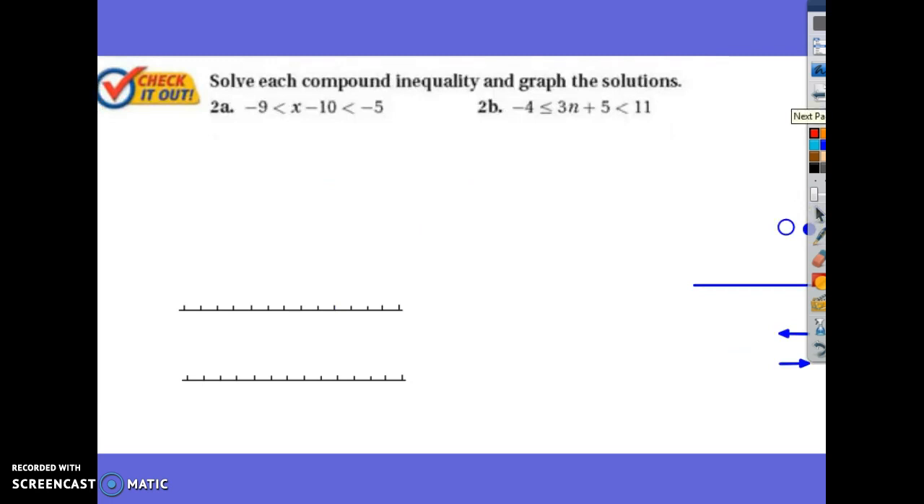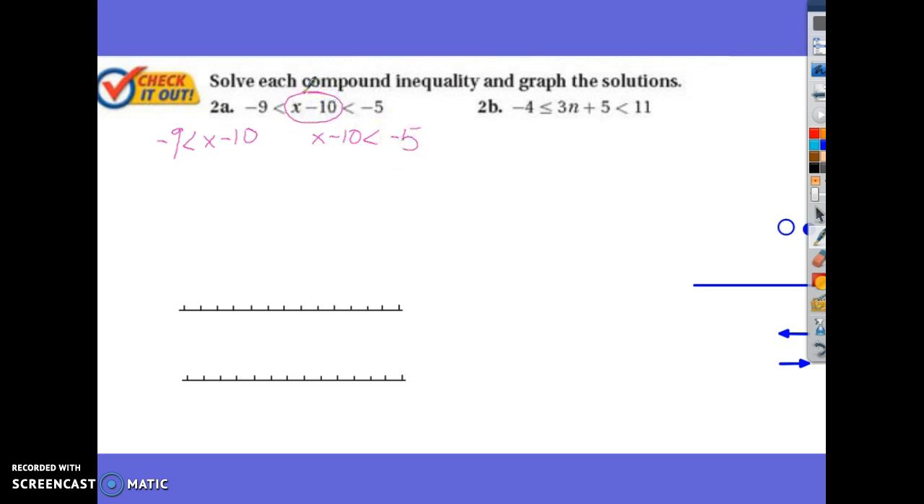We're going to solve these compound inequalities and graph the solutions. So here we have 2a: -9 is less than x minus 10, which is less than -5. So, how are we going to do that? The first thing we need to do is look at this like it's two inequalities. So we have -9 is less than x minus 10, and we also have x minus 10 is less than -5. So you see what I did is I took out that x minus 10.